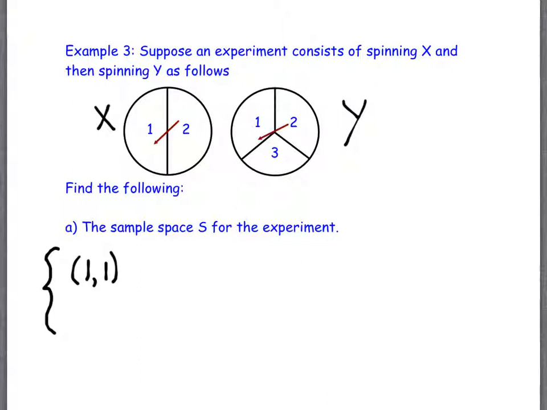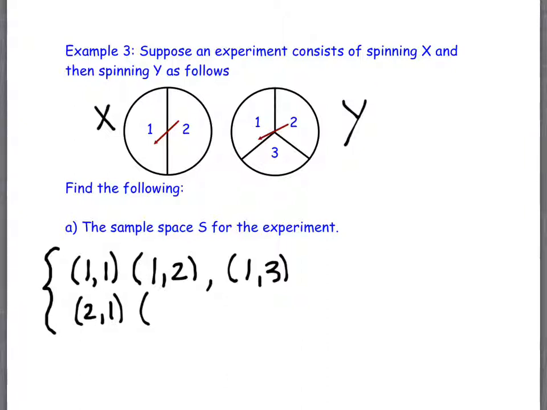What else could I get besides 1, 1? 1, 2. What else? 1, 3. What else? 2, 1. And 2, 2. And 2, 3. That's all the possible outcomes, right? So we're doing them both together. We're spinning them one and then after the other. Yeah, so we spin spinner X, and then right after spinning spinner X, we spin spinner Y.